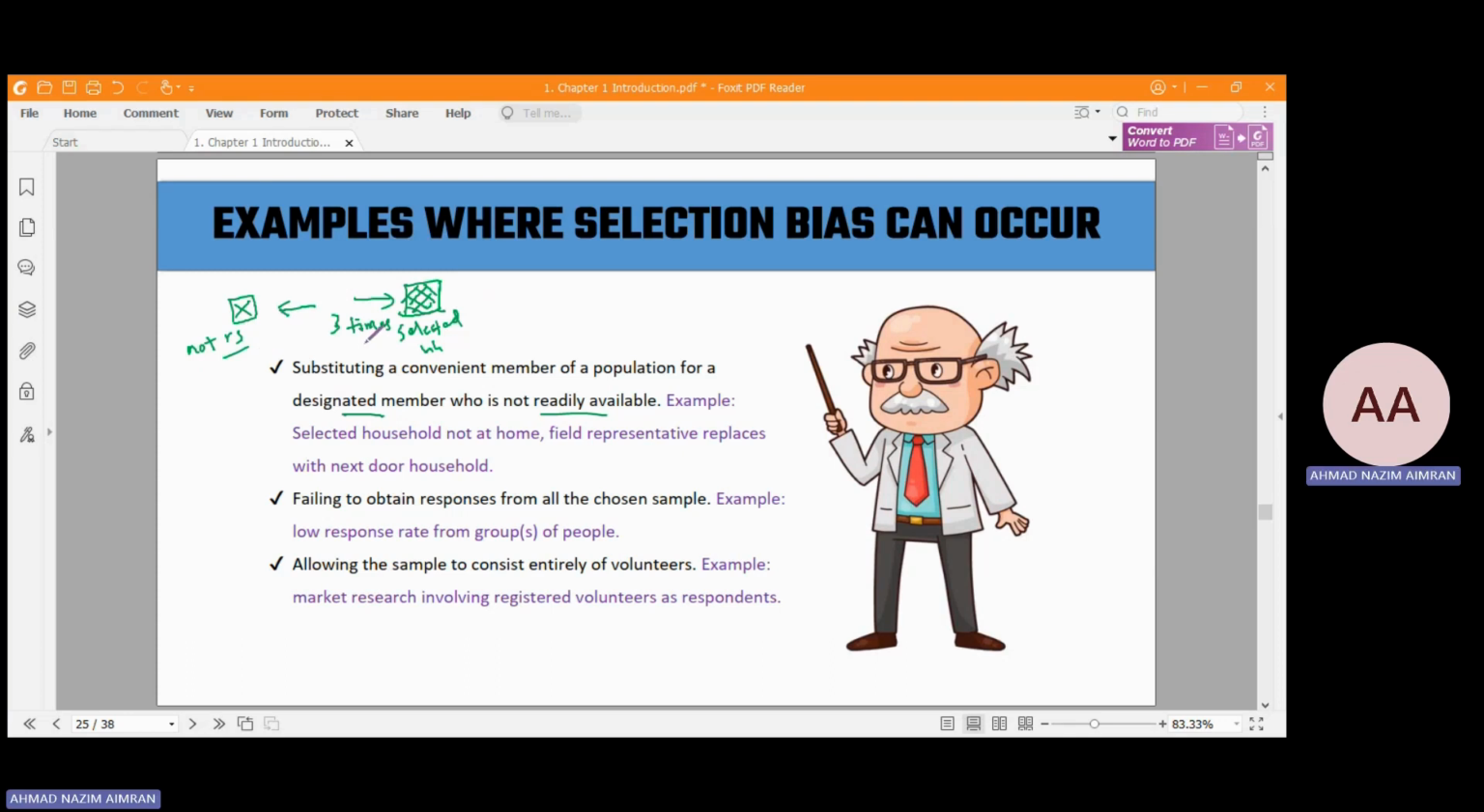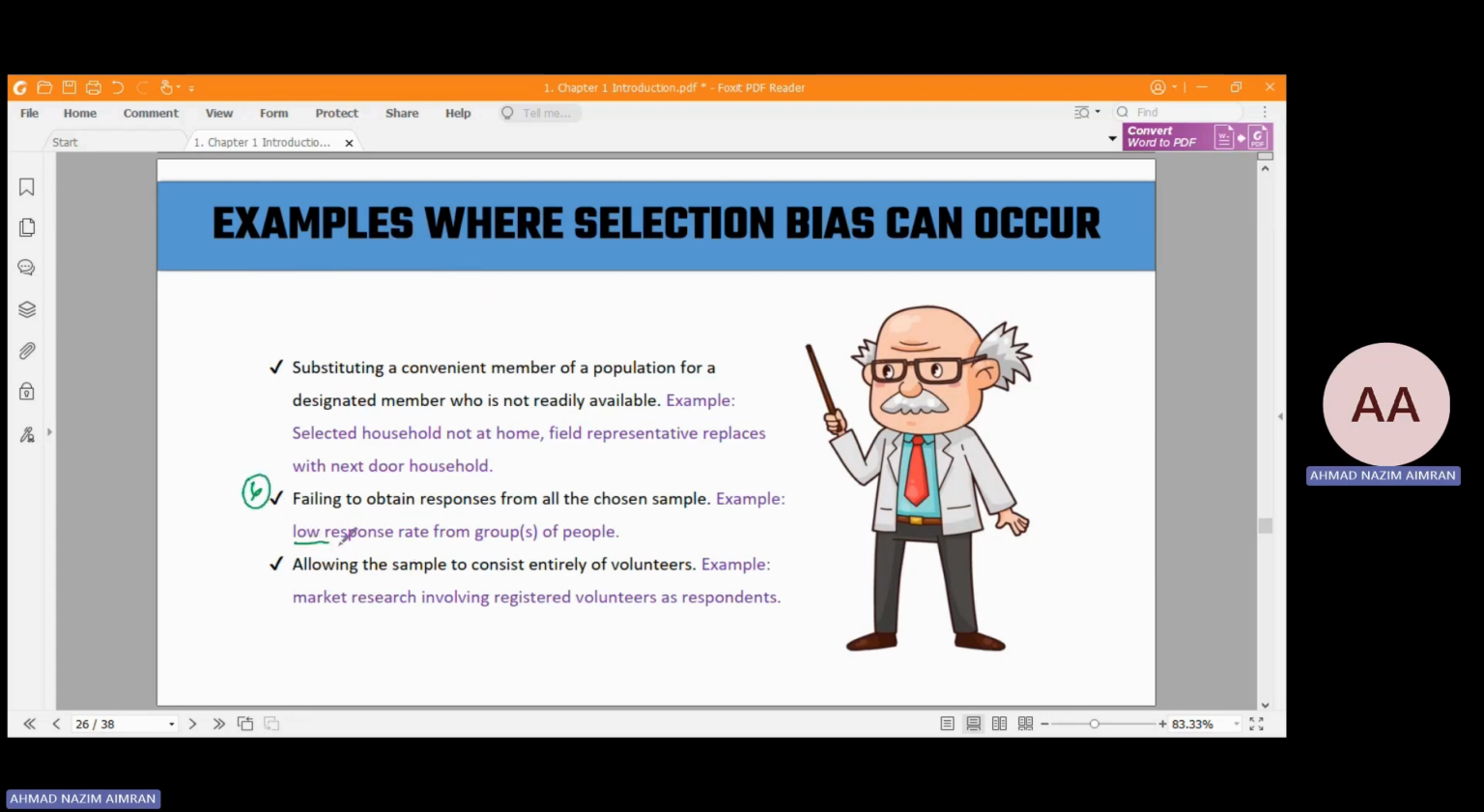In research you cannot do this. You cannot simply substitute this randomly selected house with a house that is not selected as the respondent. Okay, so that is, I believe, the 5th point. And number 6 is failing to obtain responses from all the chosen sample.